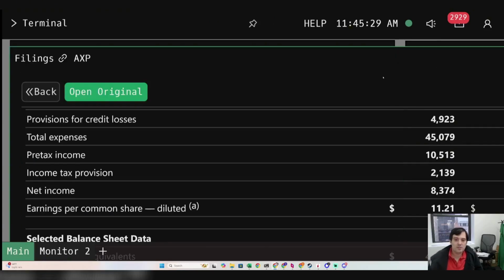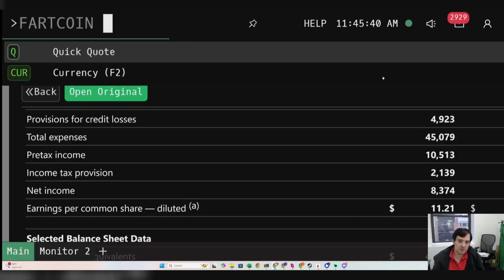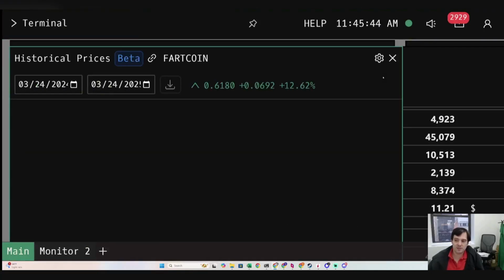Okay. So anyway, you type fart and Fartcoin pops up. You can hit enter at this point, or you can hit tab. I just hit tab, and you want the currency, and you do HP for historical prices.